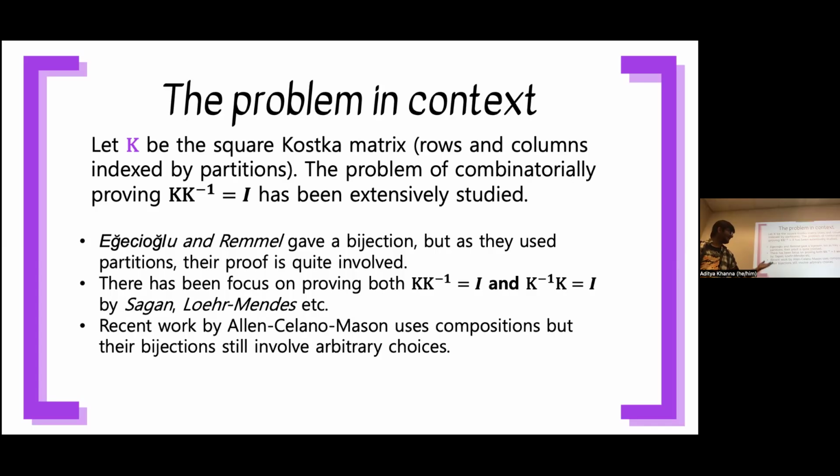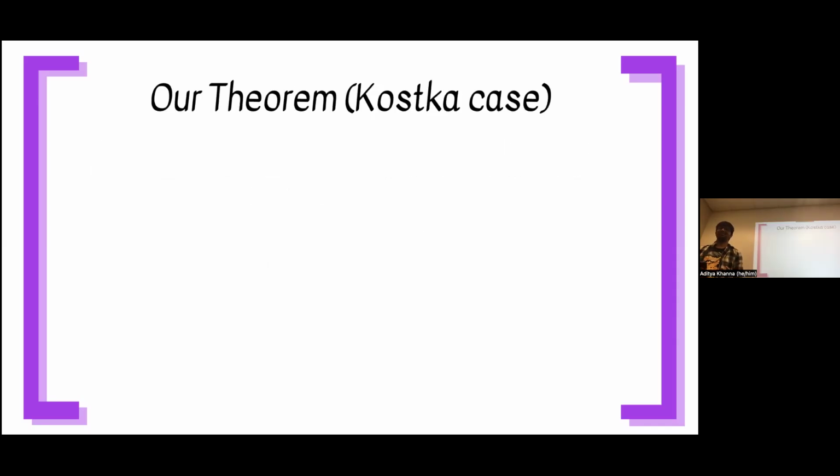And there is very recent work by Allen, Solano, and Mason, which builds on the Agassi-Rebel bijections, but they use compositions. But their bijections still have arbitrary choices. Our main selling point for this paper is that the bijection we will describe is canonical. It does not have any arbitrary choices. We are forced by the constructions to choose. Okay, let's jump into it.